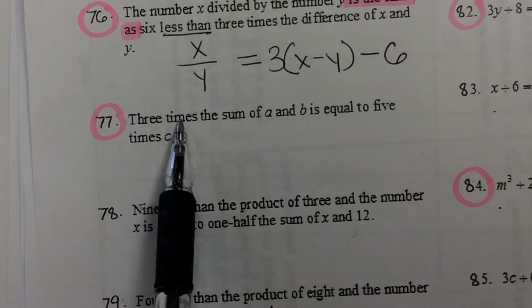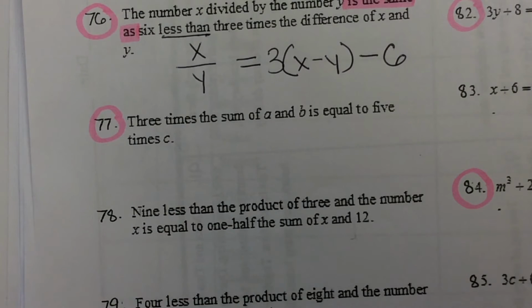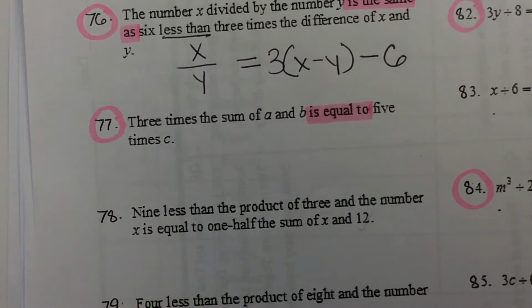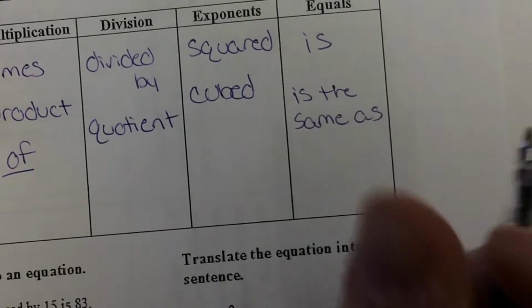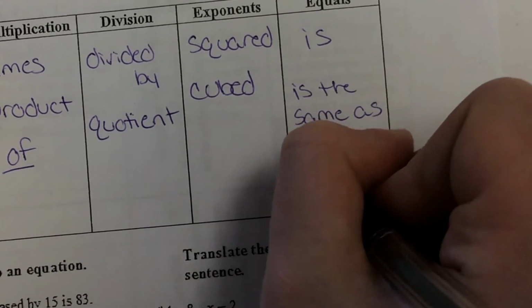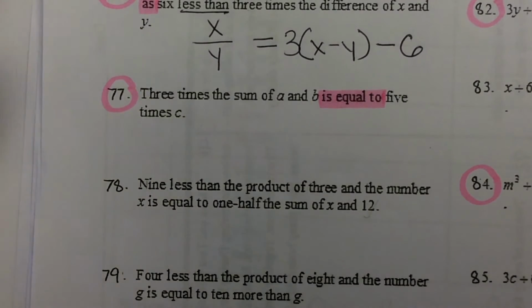All right, 3 times the sum of a and b is equal to, oh hey, the word equal is right in there, so is equal to. Maybe that's one you can stick up in your table here. Is equal to. That's another phrase to look for. So is equal to 5 times c.